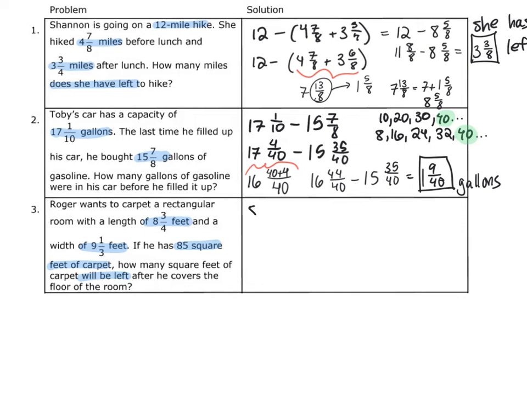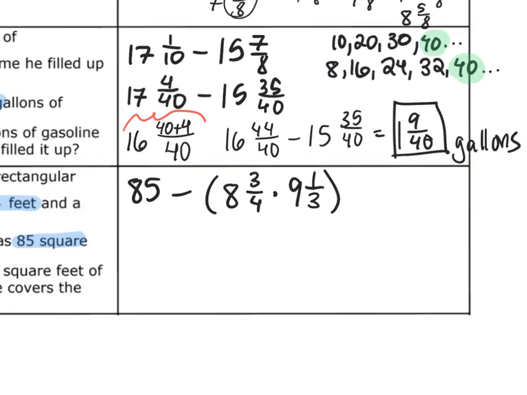So we're going to take what he has, that's 85 square feet, and we're going to subtract the area of the room that he needs to carpet. And remember, that was 8 3/4 by 9 1/3. Now we can't multiply those two numbers together until we rewrite them as improper fractions. So let's go ahead and do that. So I rewrote 8 3/4 as 35/4, and I rewrote 9 1/3 as 28/3.